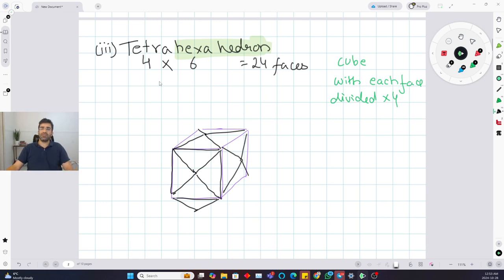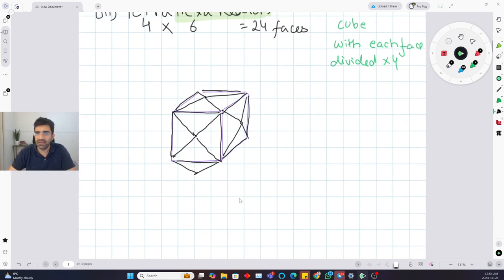You don't need to draw the ones that are behind. That becomes understood. And there can sometimes be multiple ways of drawing these diagrams. Sometimes people draw those at the back if they want, but I think this should be enough for you to get marks in the exam. This becomes the tetrahexahedron.